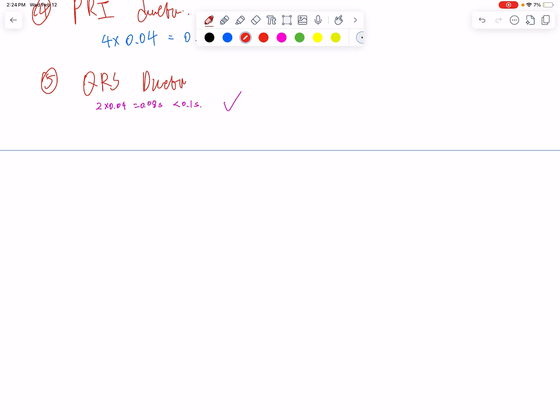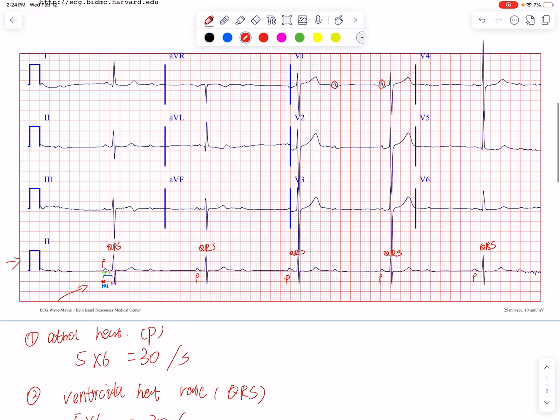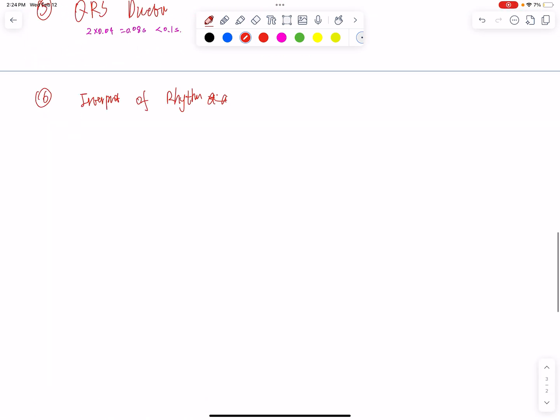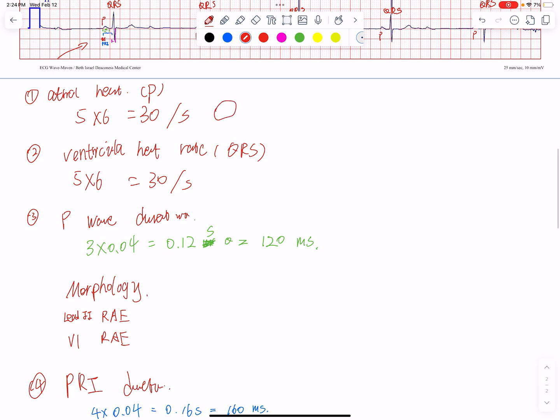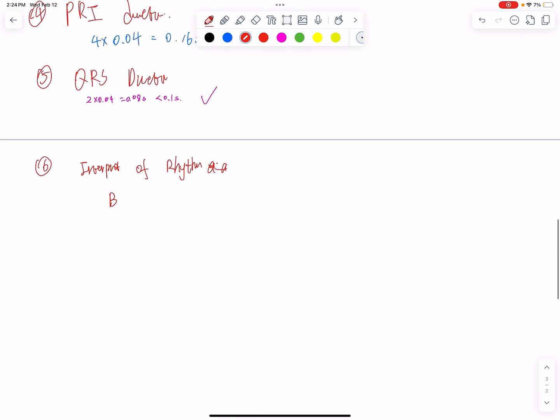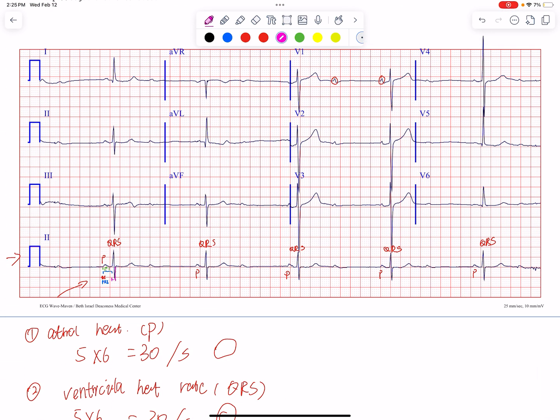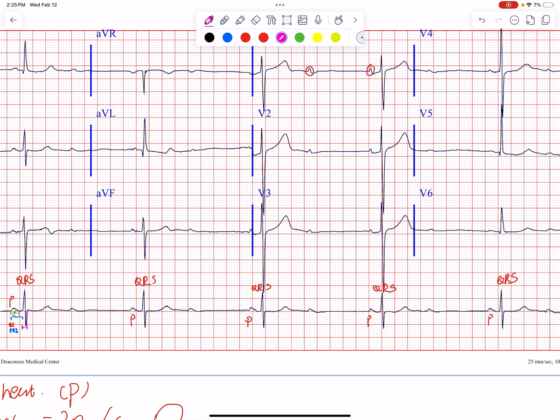The last one, I believe, is asking for the interpretation of the rhythm. In general the patient looks pretty healthy, but I shouldn't say that. I think in general it's okay, but because the heart rate here is only 30, I would definitely say this is bradycardia. Another thing that I noticed is the ST elevation over here in this area, and this area, and this area, and this area.